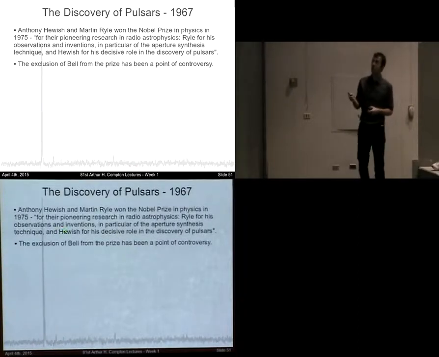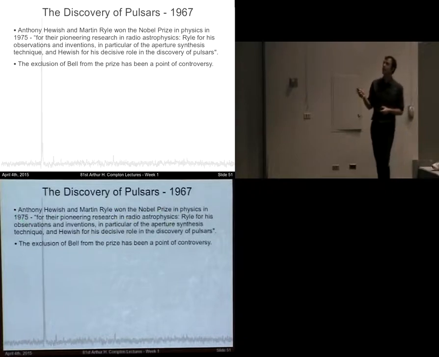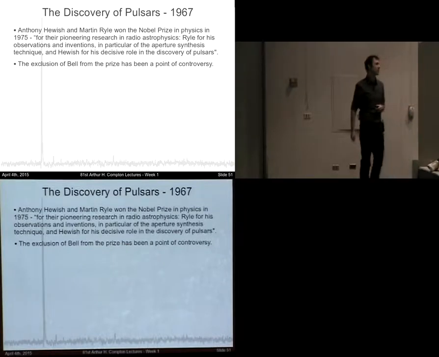Okay? So as I said before, Anthony Hewish and Martin Ryle won the Nobel Prize in Physics in 1975 for their pioneering research in radioastrophysics. Ryle for his observations and inventions, in particular the aperture synthesis technique, and Hewish for his role in the discovery of pulsars. And the exclusion of Bell in the prize has been a point of controversy.